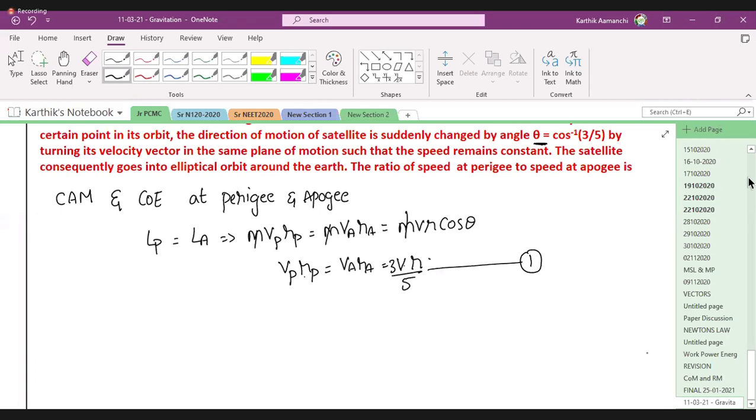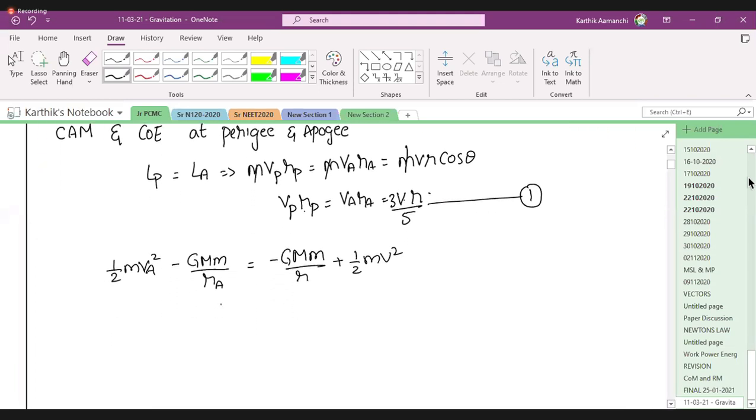Hello? Yes, sir. So your total energy at the opposite point, tell me. Half m v squared minus G M m divided by R A is equal to minus G M m divided by R plus half m v squared. Right? Yes.